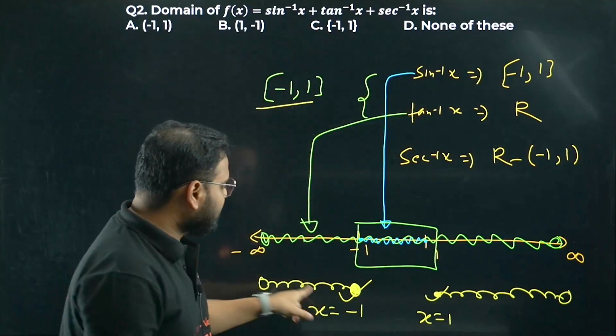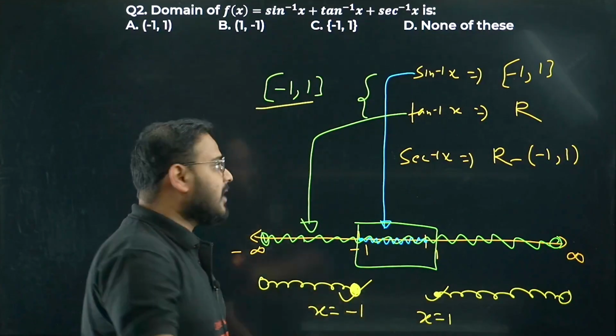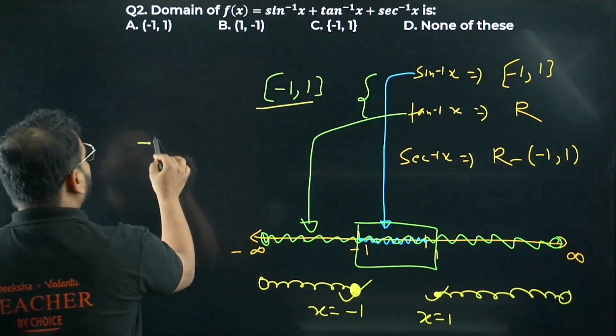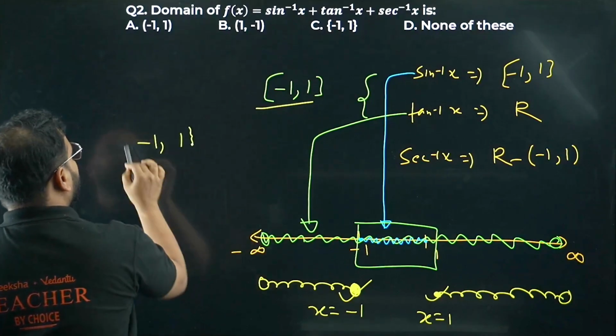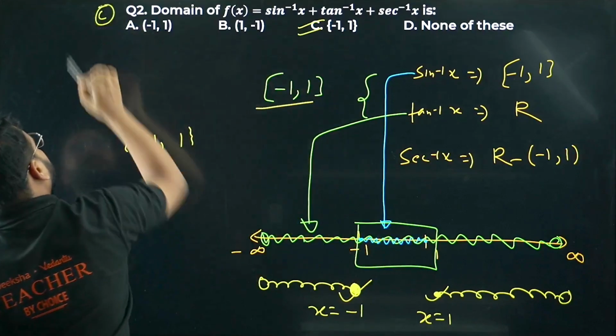Combination of this with this part, what is the answer, bacha? Only the extreme ends, minus 1 to 1. So my answer is going to be minus 1 and 1, not 2 individual values. So curly bracket, option number C. Option number C is correct.